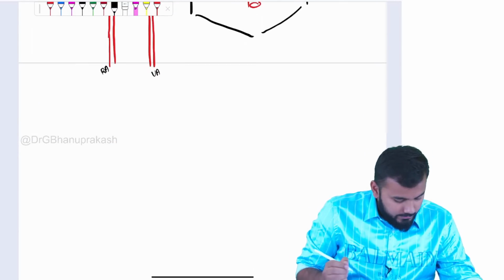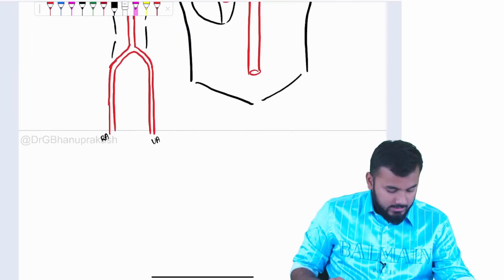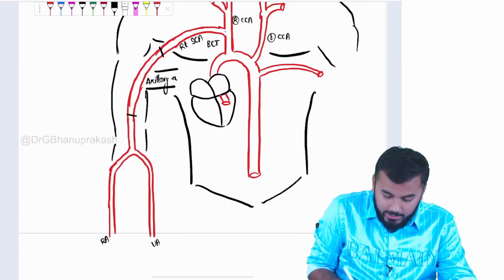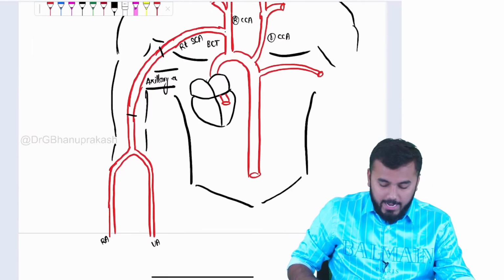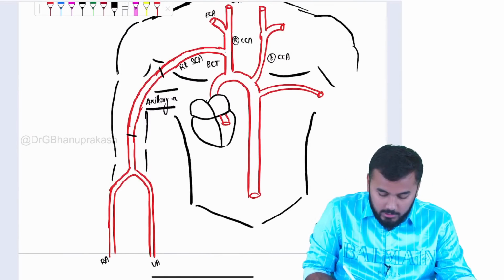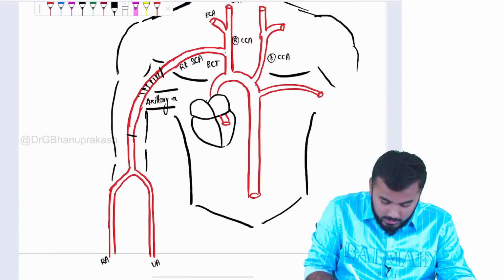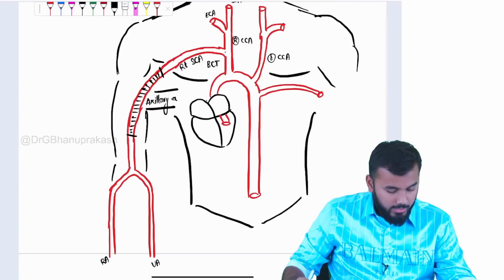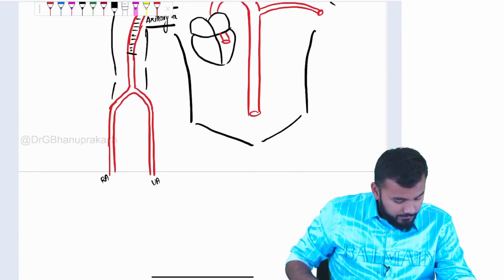Right. Now look here, guys. First, we shall discuss the branches of axillary artery, and then we shall discuss the branches of the subclavian artery. Okay. So first, we are mainly concentrating on this part, that is the branches of axillary artery.